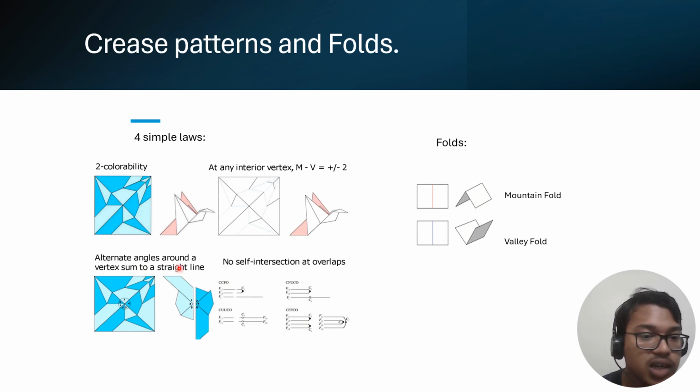The third one is that alternate angles around a vertex sum to a straight line. That is, if you take a vertex and number all the angles around it, the sum of the even numbered angles and the sum of the odd numbered angles will both equal 180 degrees. The fourth one is no self-intersection at overlap. That is, when you stack the layers of the sheet, the plane of paper is never going to cut the edges. So that is the fourth one.